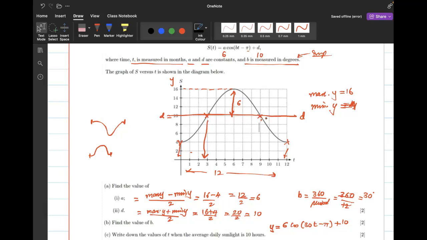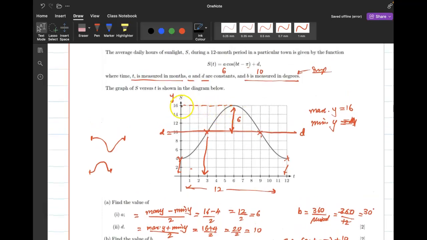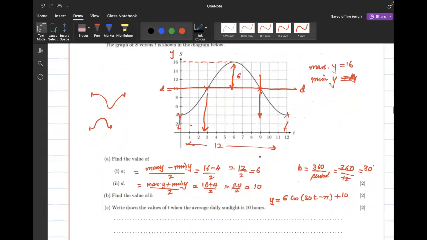T is measured in months. So this is the sunlight in hours. So 10 hours is at 3 and at 9. So T is equal to 3, and T is equal to 9. Correct? Then when T is equal to 3 and T is equal to 9, we have the daily sunlight is 10 hours. So you're looking at 10, you're finding this. That's what we are doing.